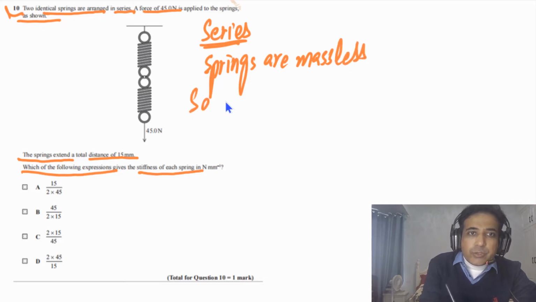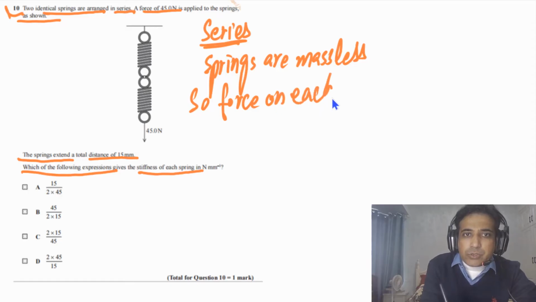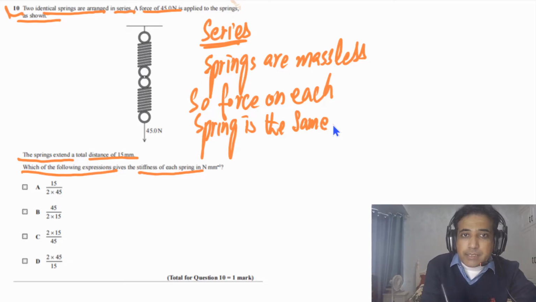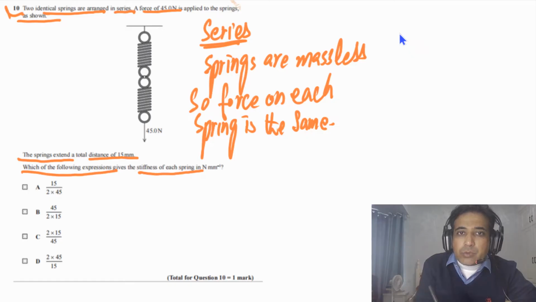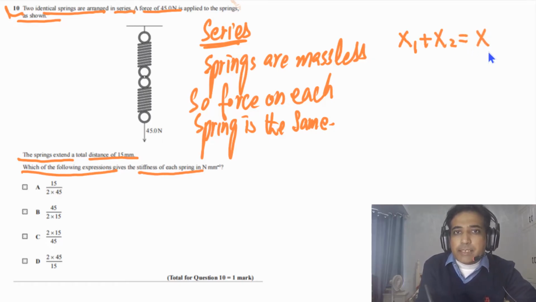So the force on each spring is the same. This is the main concept you need to understand. If this concept is clear to you, now we can simply write down the total extension we have, that has to be equal to x1 plus x2, and this is equal to x, the total extension. The total extension is given to us, that is equal to 15 millimeters.